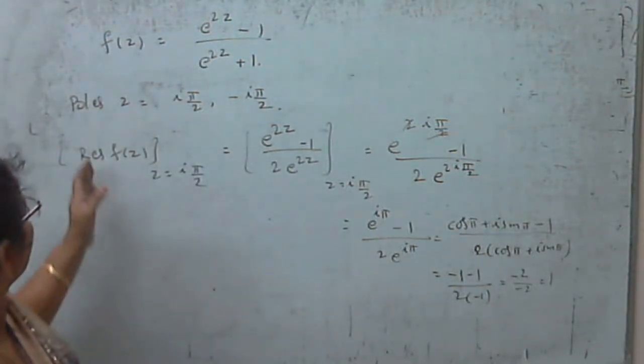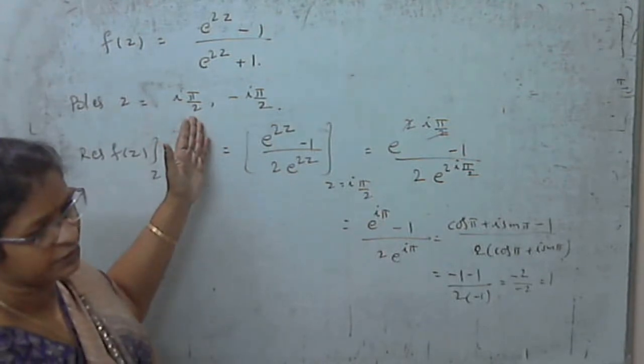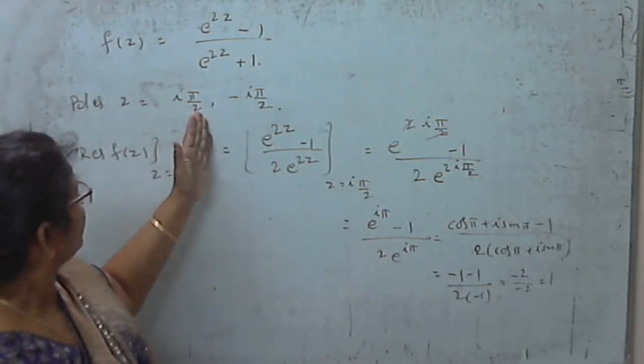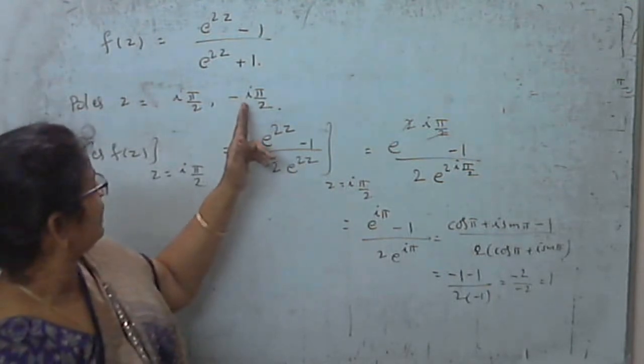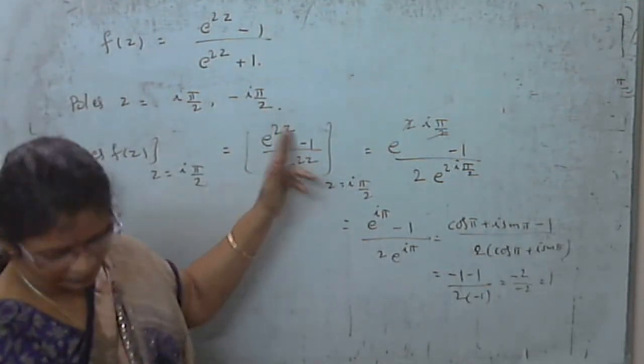So this is the method of finding the residue at z equal to i pi by 2. In the same manner, you can calculate the residue at z equal to minus i pi by 2 also.